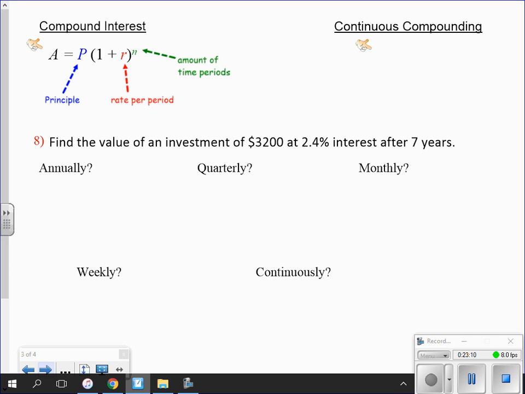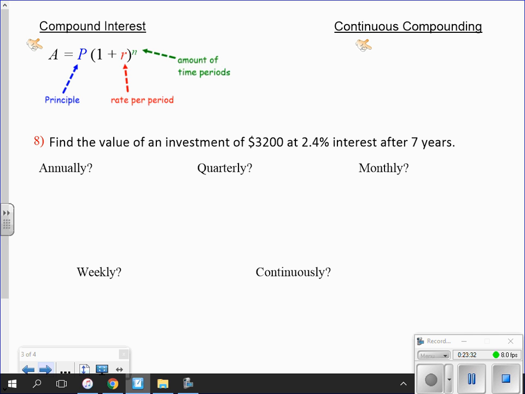Okay. So your principal, that's the amount you're investing. The rate per period, the amount of time periods. Usually when you're dealing with this, you're dealing with n is how many times per year. Okay.